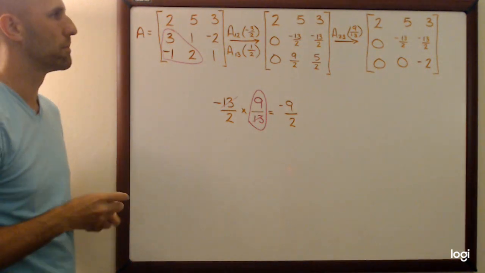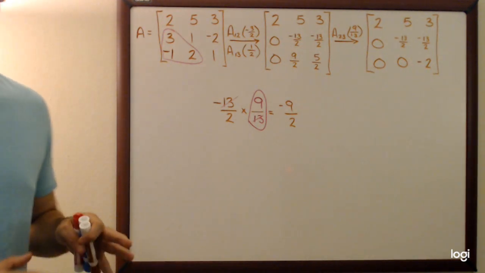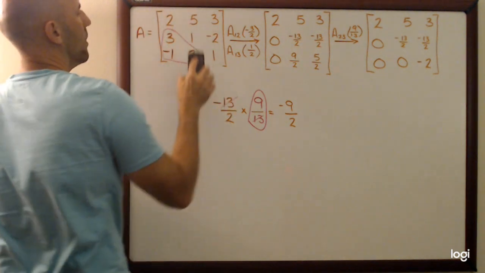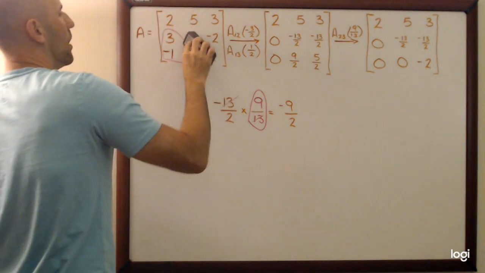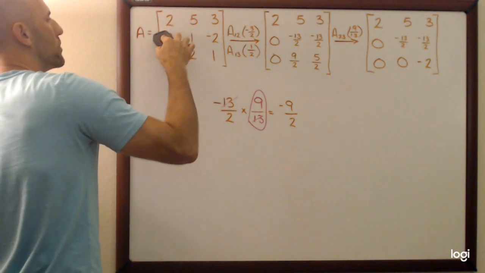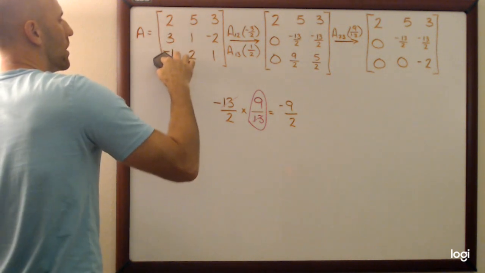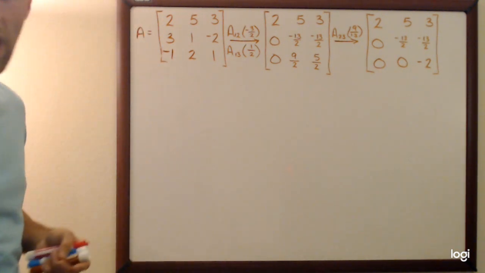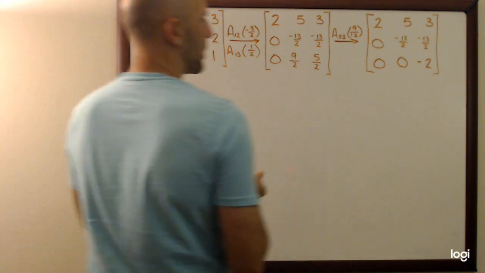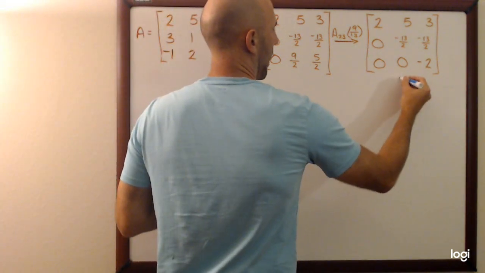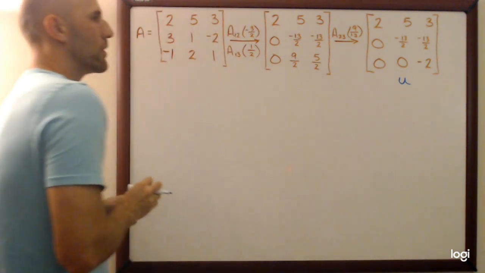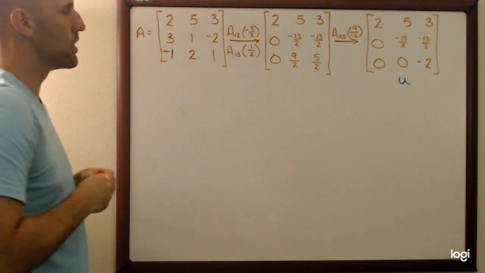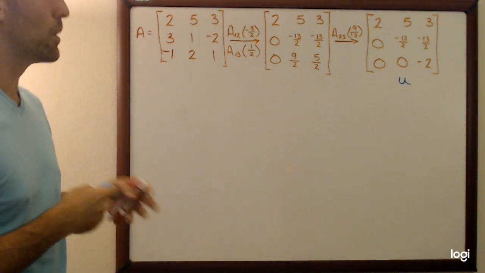Well, relatively. Okay, so let's discuss what it is that we know now. I'm going to label two of these matrices. This first one's A, and I'm going to call this last matrix U. I want this to be the upper triangular matrix in my factorization. The question is, where am I going to get my lower triangular matrix?